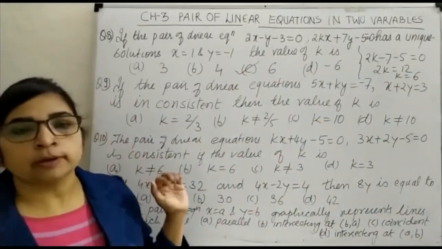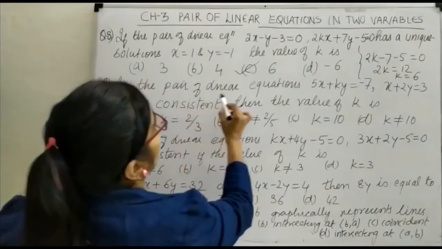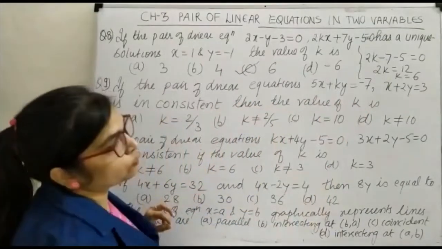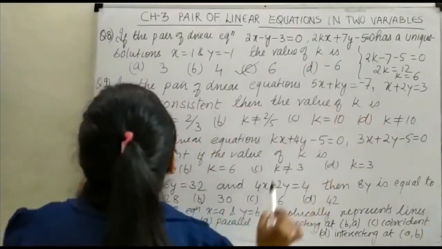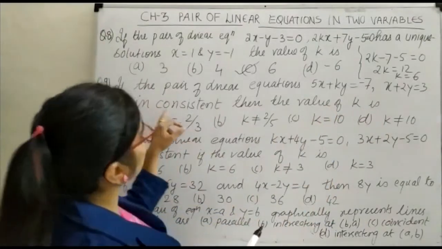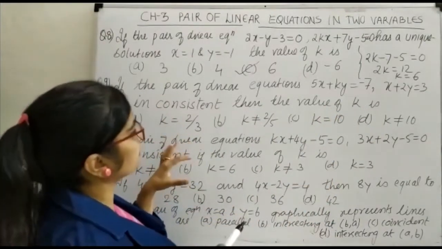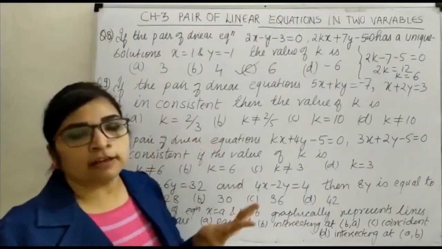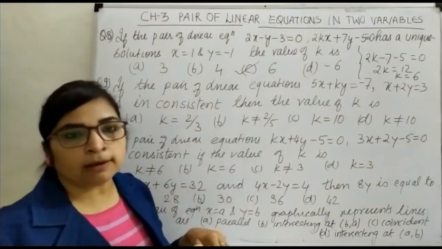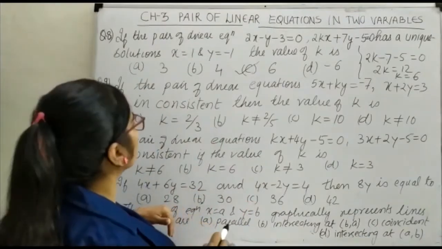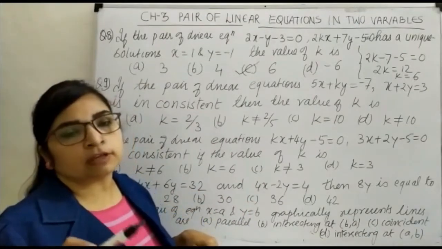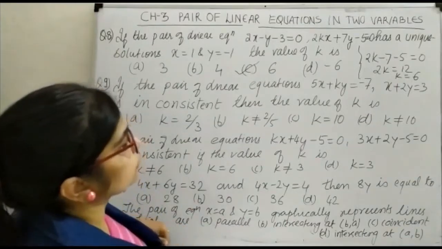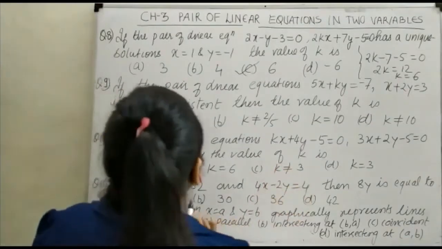Now coming to question number 9, that is: if the pair of linear equations 5x plus ky is equal to minus 7, x plus 2y is equal to 3 is inconsistent. ध्यान दीजिए inconsistent है. Inconsistent का मतलब लाइन्स आपकी पैरेलल है. पैरेलल में आपकी कौन सी कंडीशन होती है? A1 upon A2 is equal to B1 upon B2 is not equal to C1 upon C2. So let us check this one.